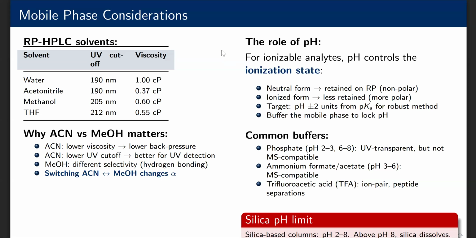But note the silica pH limit in the red box. Standard silica-based columns tolerate only pH 2 to 8. Above pH 8, silica dissolves. Hybrid silica columns like BEH technology extend this to pH 1 through pH 12.